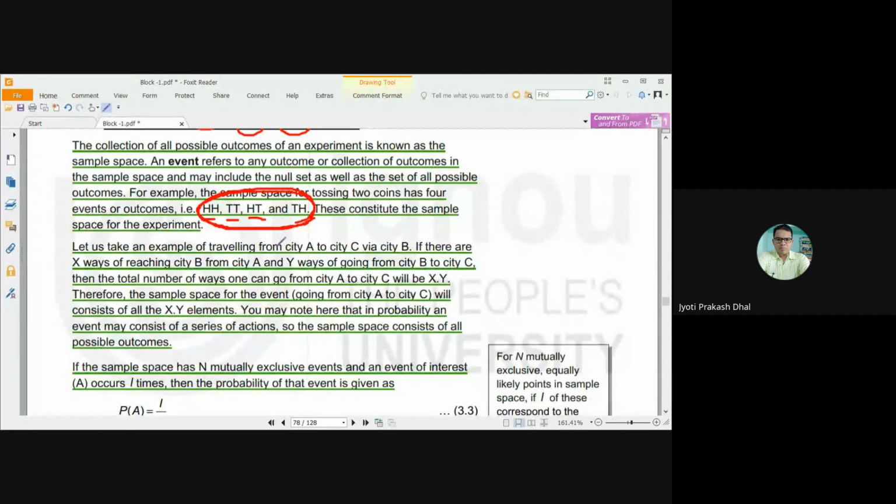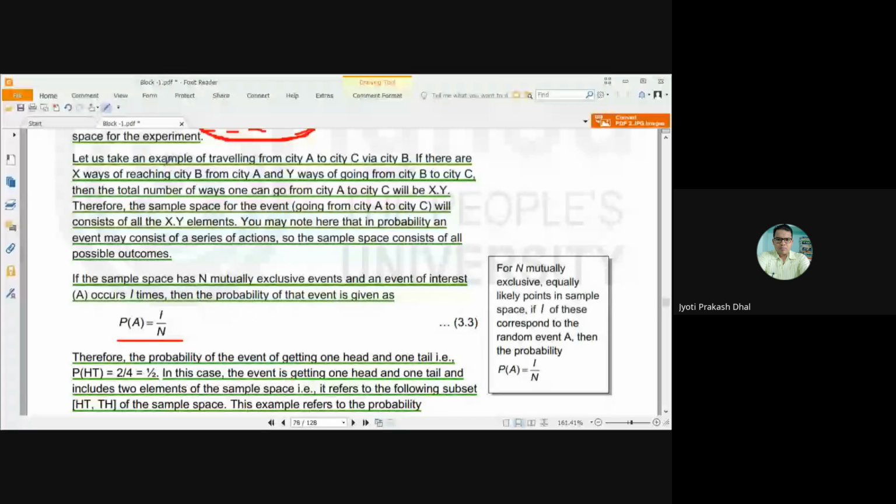Now coming to another example, let us take an example of traveling from city A to city C via city B. So this is another example. Here we are discussing very common examples in order to know the basic principle of statistics. So let us take an example of traveling from city A to city C via city B.